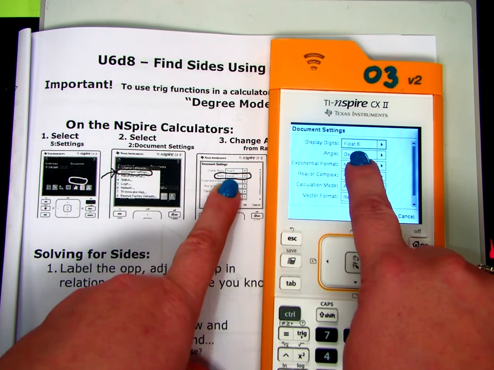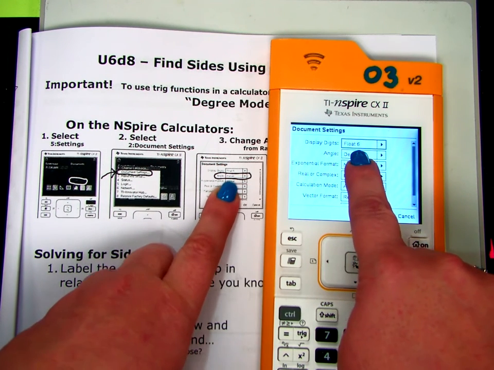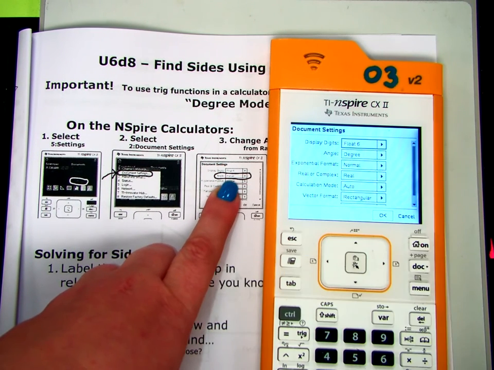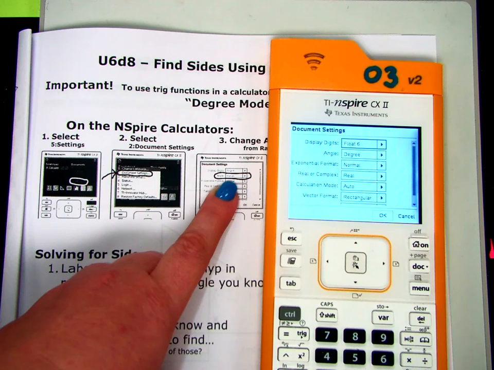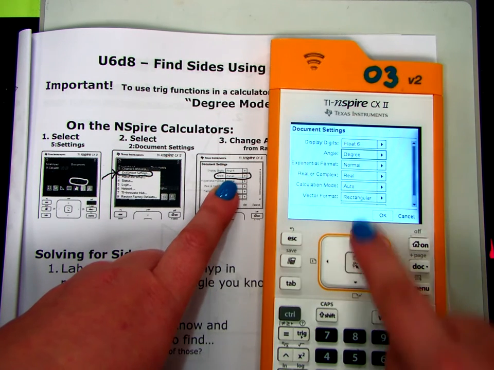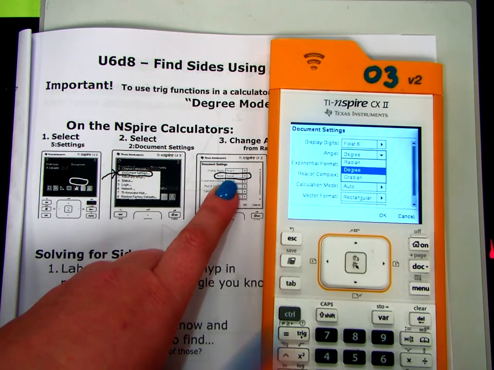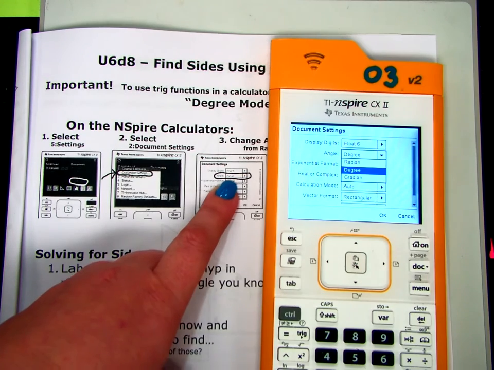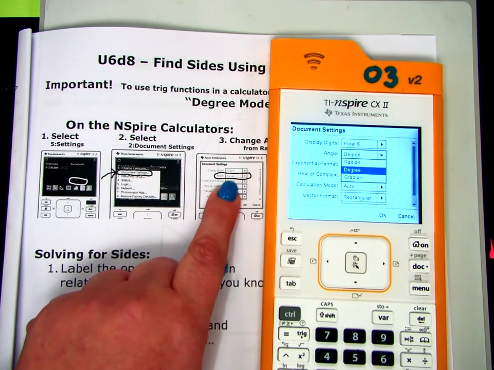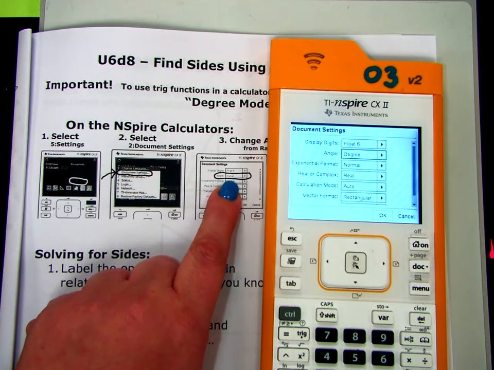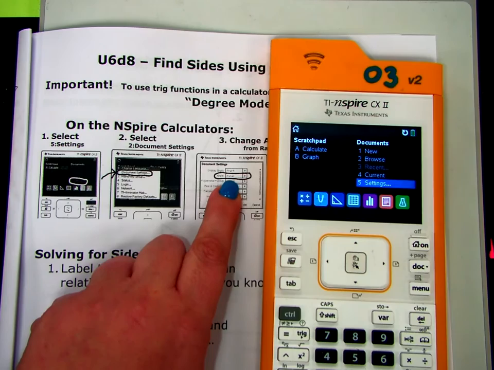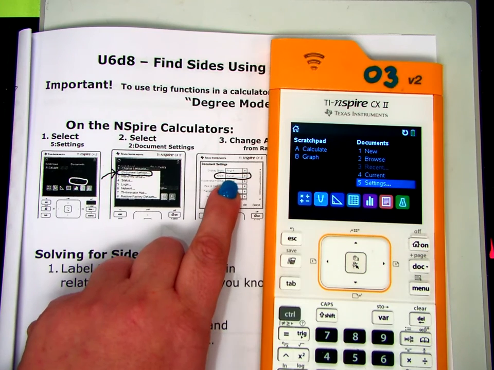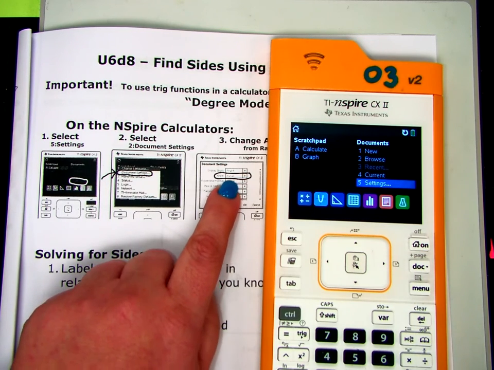So this first option is just telling you how many places it's going to round to. If you're really bad at rounding to 3 places, which we always do, you can change that float 6 to float 3, and it'll always round you to 3 places. Just a kind of fun little fact. But we just want to make sure that says degree. If it doesn't say degree, if it says either radians or gradians, then you need to highlight degree and then hit enter.